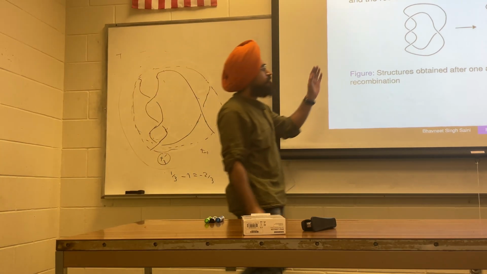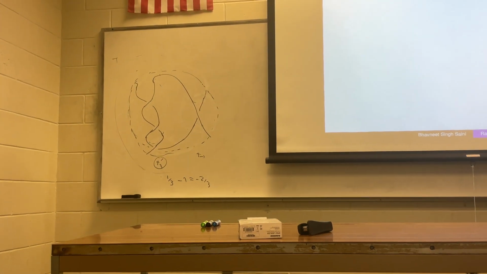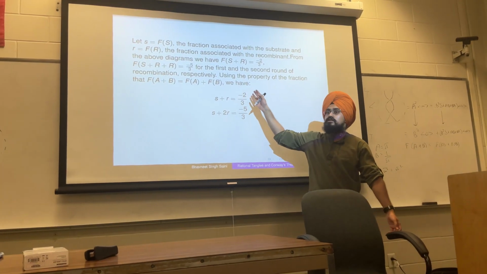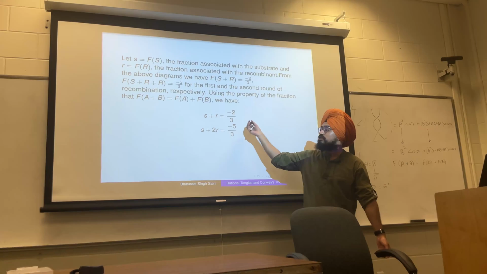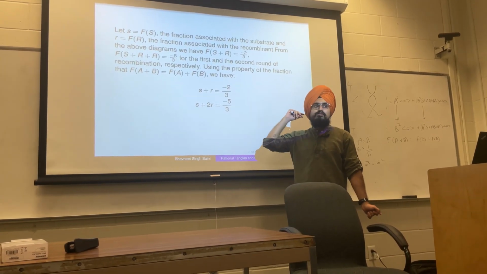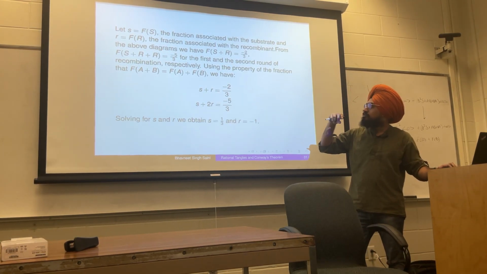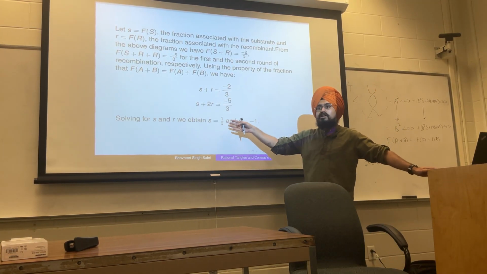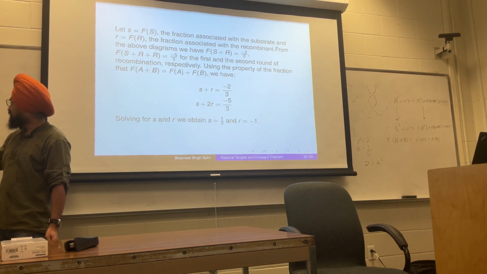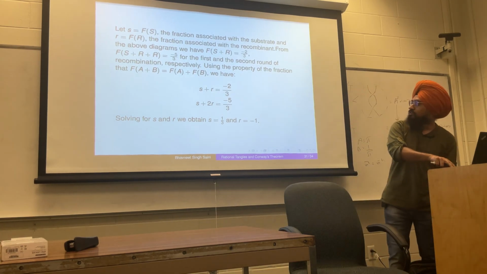And for the second one, similarly, we get negative 5 over 3, and we know that S plus R is negative 2 over 3 and S plus 2R is negative 5 over 3, and just using these two equations we can get what the substrate looks like and what the recombinant looks like. The substrate is just the 1/3 tangle, which I have already used, and the recombinant is just the -1 tangle, the horizontal tangle.